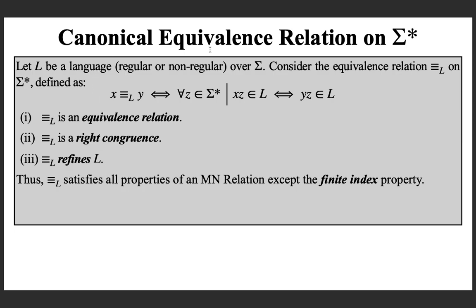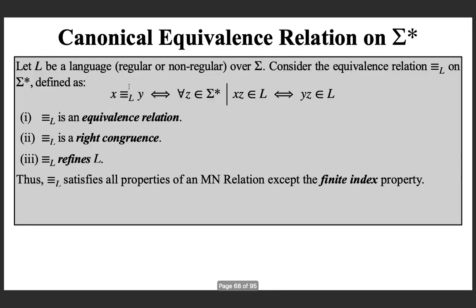Thus, the canonical equivalence relation for a language satisfies all properties of an MN relation except the finite index property. Whether the number of equivalence classes is finite or not, that we don't know, or by using the property of this relation you cannot prove it. So that is the only property of an MN relation which is not satisfied by the canonical equivalence relation for the language.